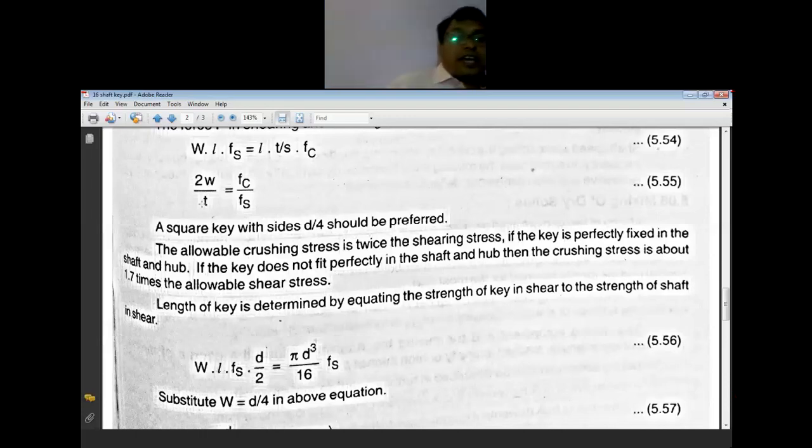Now a square key with the sides D by 4 is preferred. In general, a square key with a side D by 4 should be preferred. D is nothing but the shaft diameter. A groove of 25% of the shaft diameter has been made, so it becomes D by 4.